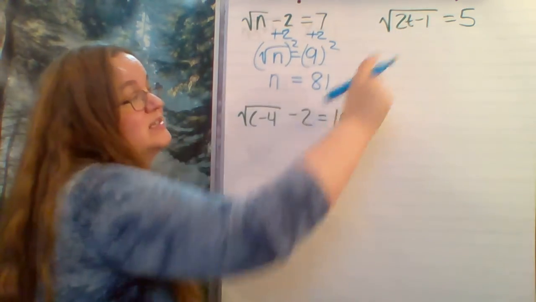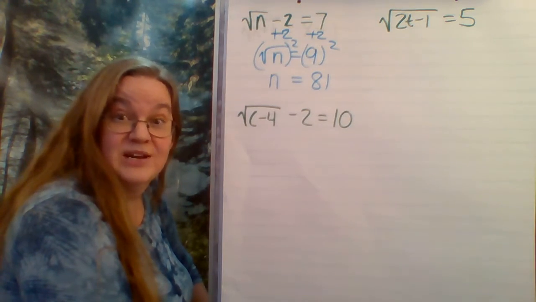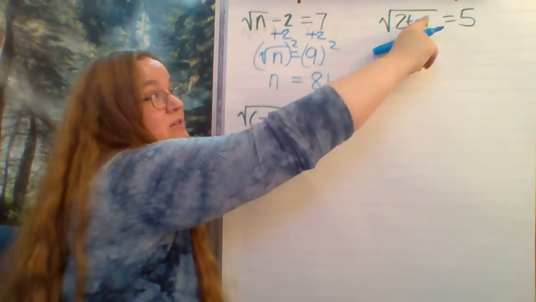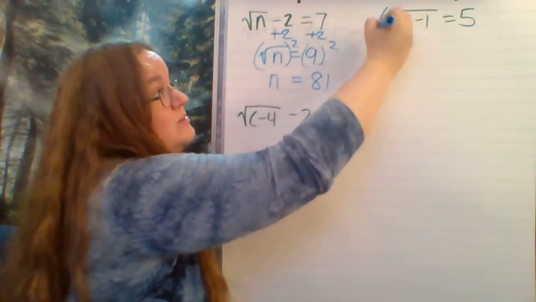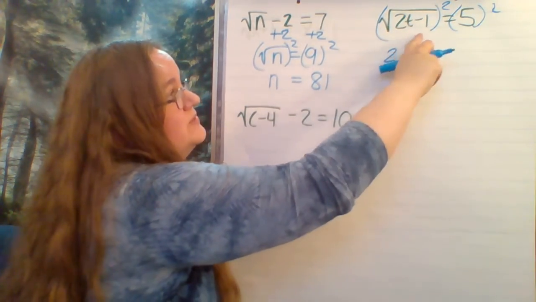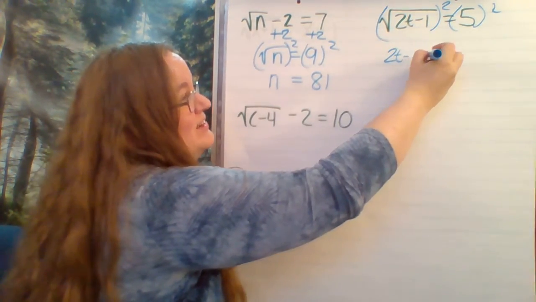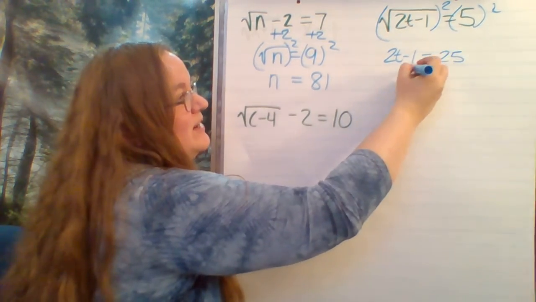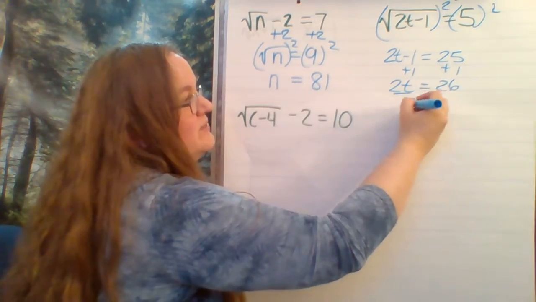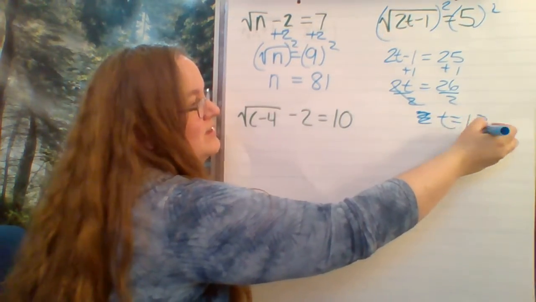If I take a look at this one, the minus 1 and the 2t are underneath the radical sign. So my radical sign is already isolated. I cannot subtract 1 because it's part of the radical. It's underneath. So now all I can do is square both sides. So the square root of 2t minus 1 squared is 2t minus 1, which equals 25. I add 1 to both sides. So I get 2t equals 26. When I divide by 2, I end up with t equaling 13.